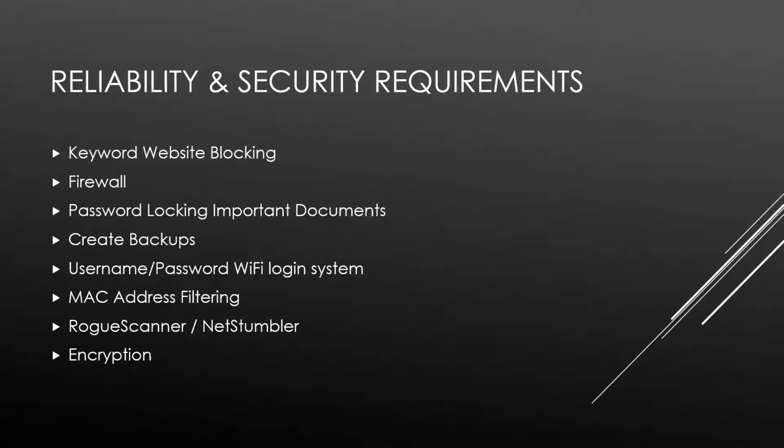And then Rogue Scanner and NetStumbler are just two examples of some third-party programs that do a very good job. Rogue Scanner gets rid of any rogue access points, or at least it'll scan for them and let you know when one of them is there. And NetStumbler is a great one that goes hand in hand with the website blocking. It kind of just runs around on the internet, and anything that it deems to be unsafe, it will let you know so that you can block it.